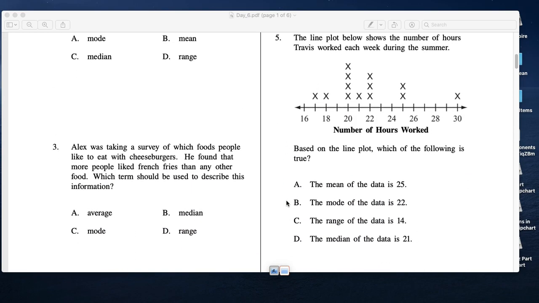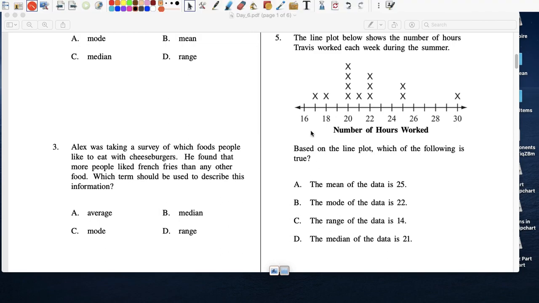5. The line plot below shows the number of hours Travis worked each week during the summer. Based on the line plot, which of the following is true? The median of the data is 25. The mean of the data is 25. Well, think about it. Does it look like if you add this, the average would be 25? It can't be, because most of the numbers are under 23. So there's no way the mean or the average comes out to 25. So A is, just by looking at it, not true.